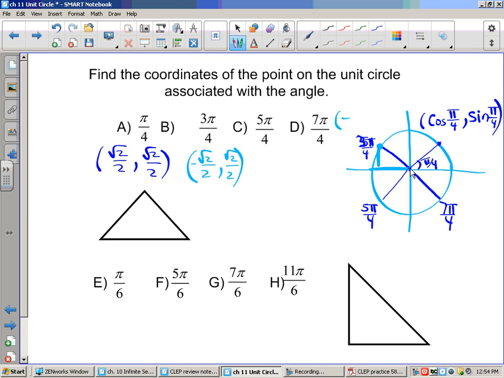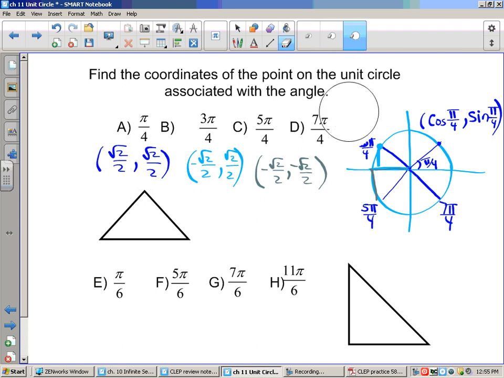Let's look at the next one, 5 pi over 4. What do we know about x and y in this? They're both negative, so it's negative root 2 over 2, negative root 2 over 2. I want you to notice that the x and y values are the same proportion. They're still root 2 over 2. Every single one of these is going to be root 2 over 2. But what we don't see is the sign that's being added into this. So that's the beauty of doing the unit circle here.